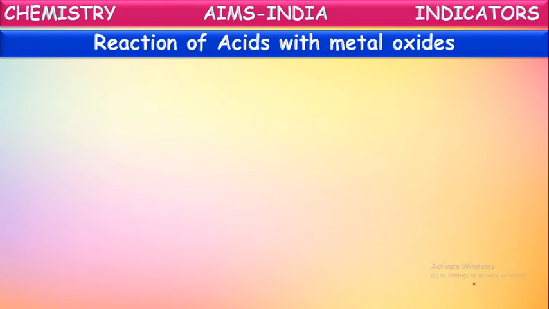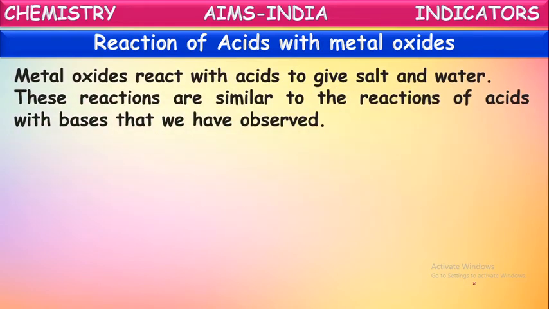Reaction of acids with metal oxides. Metal oxides react with acids to give salt and water. These reactions are similar to the reactions of acids with the bases that we have observed. In the previous example we saw sodium hydroxide base reacting with hydrochloric acid to form salt and water. In a similar way, metal oxides also react with acids to form salt and water. So the reaction of metal oxides resembles the reaction of bases with acids.